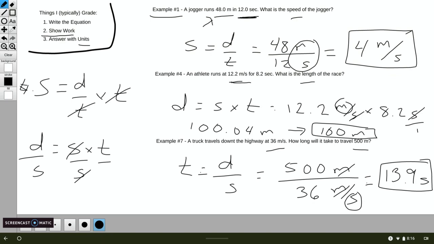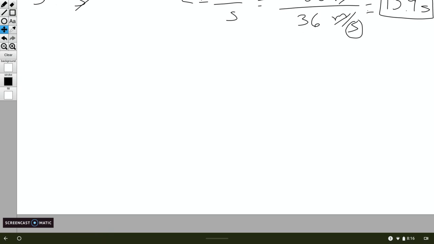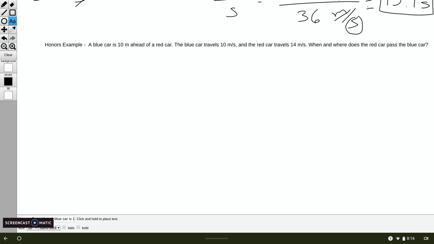I want to do an honors example. So what would honors look like? Well, an honors problem would look something like this. A blue car is 10 meters ahead of a red car. The blue car travels at 10 meters per second. The red car travels at 14 meters per second. When and where does the red car pass the blue car?